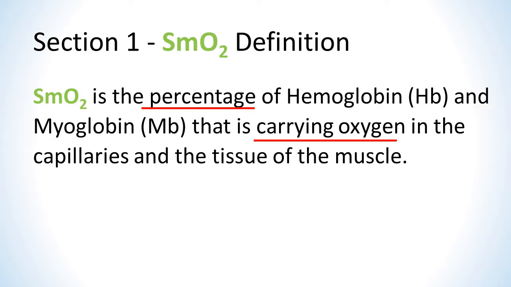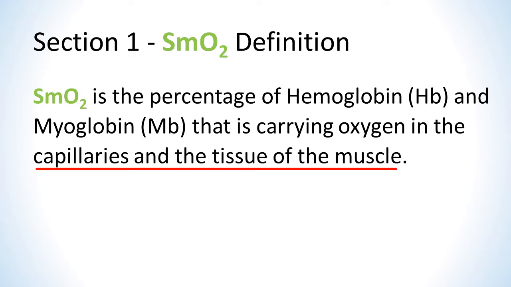The second element is that SmO2 is a percentage of the molecules that is carrying oxygen. This can range from 0 to 100%. And the third element is that SmO2 is measured in the capillaries and tissue of the muscle. The capillaries and tissue of the muscle is where the oxygen is being consumed. So this leads directly to the supply and demand for oxygen concept. Also, Moxy is designed to be maximally sensitive to the muscle layer and minimally sensitive to the overlying skin and fat layers. Next, we'll look at these elements in a little more detail.